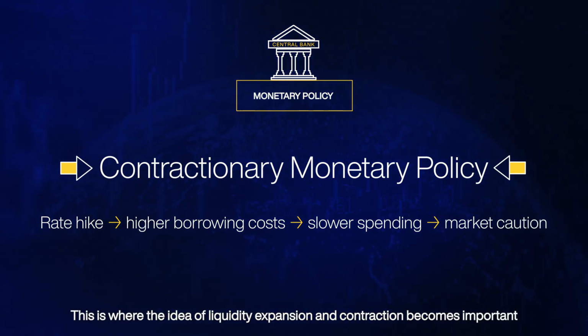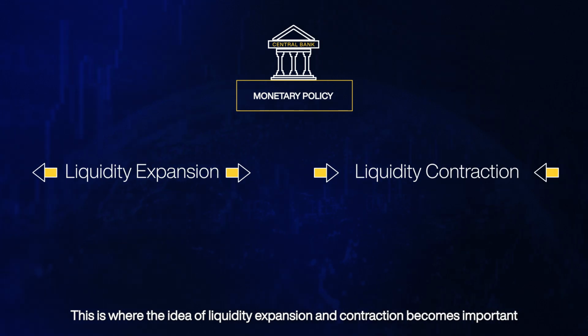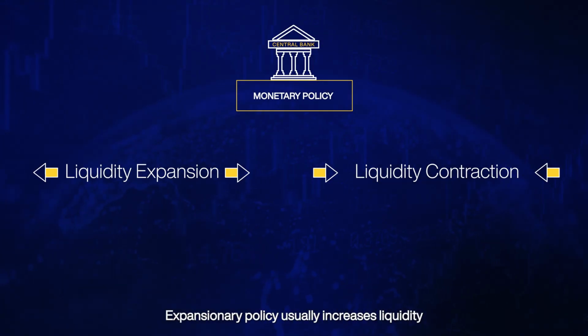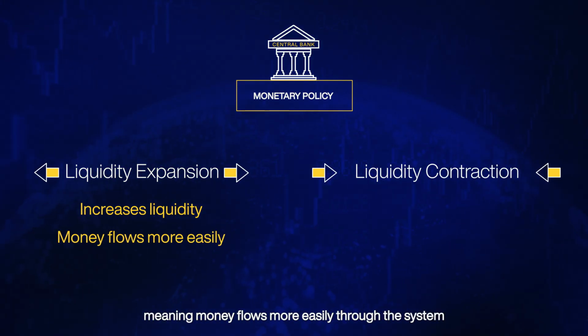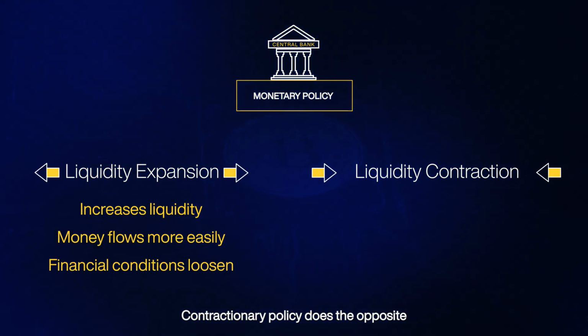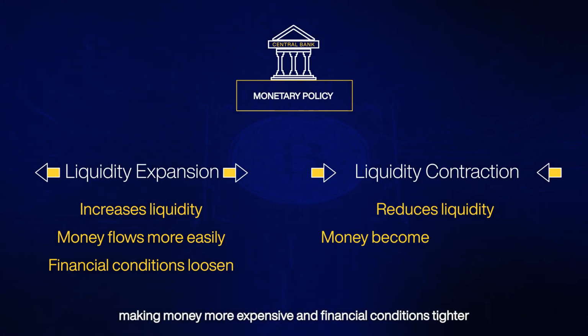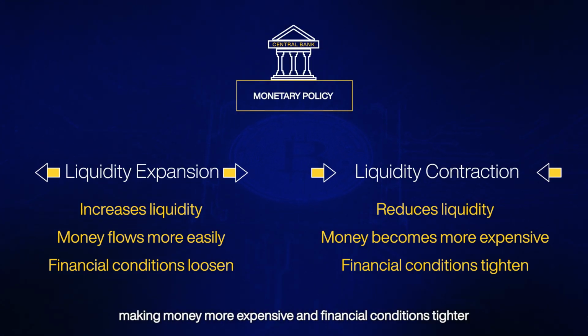This is where the idea of liquidity expansion and contraction becomes important. Expansionary policy usually increases liquidity, meaning money flows more easily through the system. Contractionary policy does the opposite. It removes some of that ease, making money more expensive and financial conditions tighter.